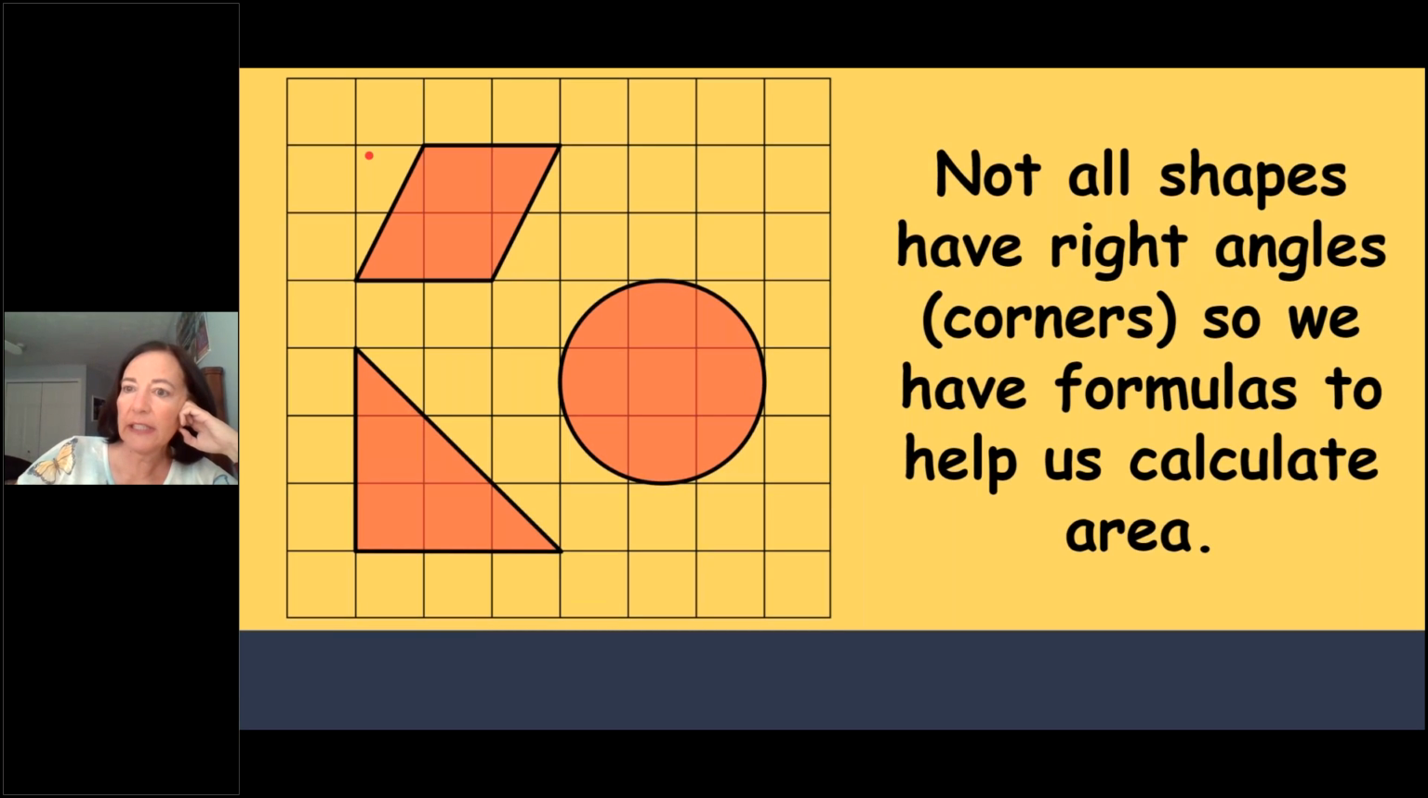Now, unfortunately, not all shapes have got right angles or corners. So instead of just being able to count the number of square units inside a shape, we rely on formulas to help us calculate area.